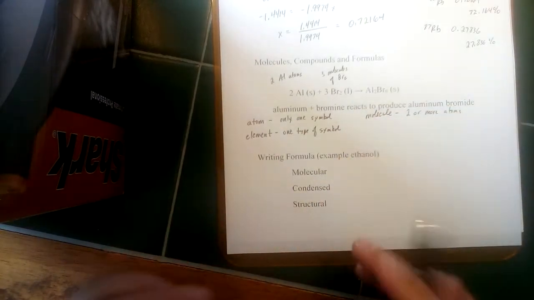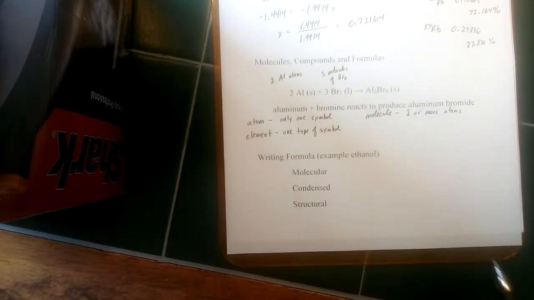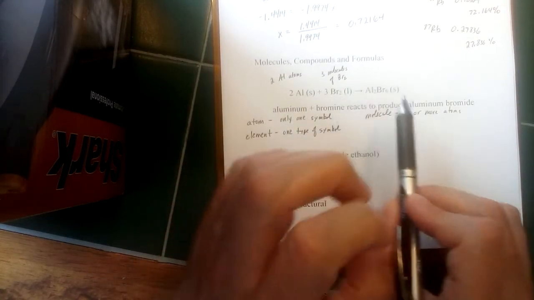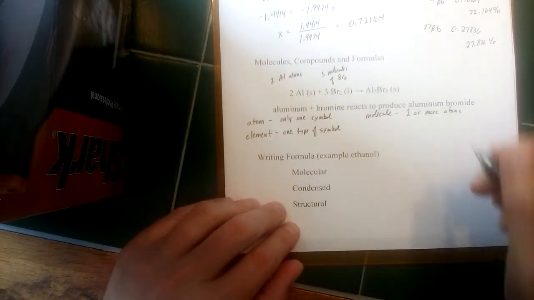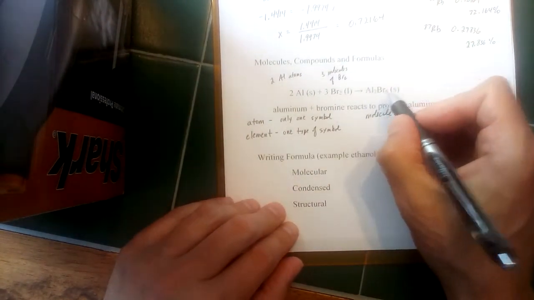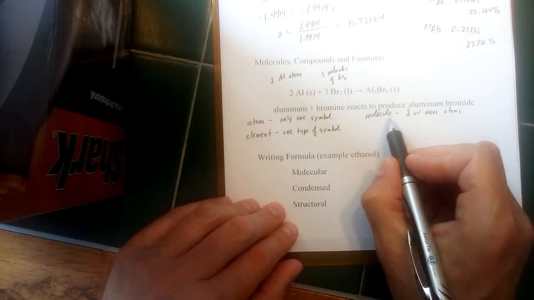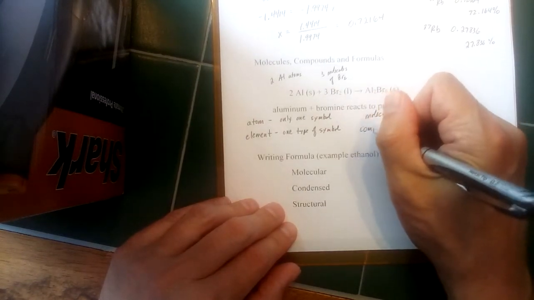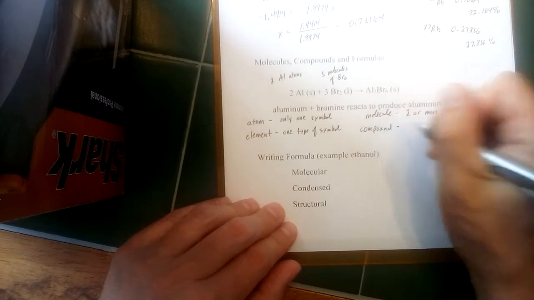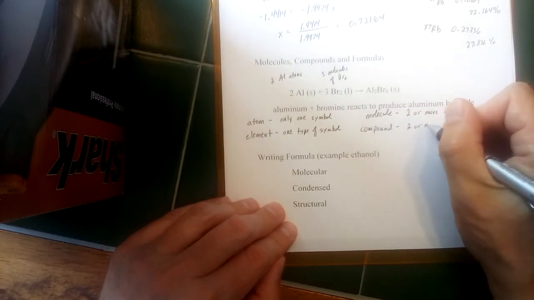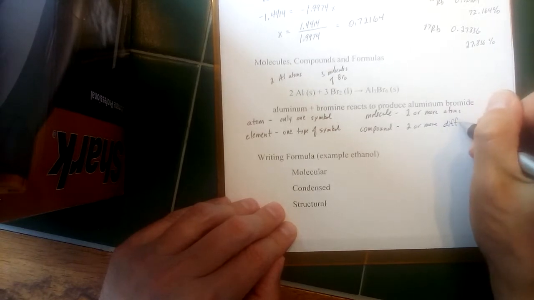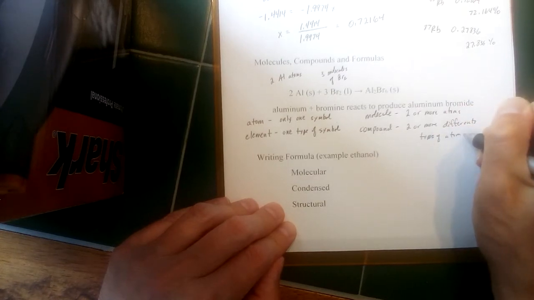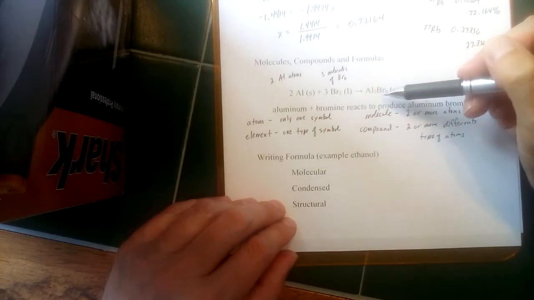Now, the arrow, this is often read as "produces" or "yields." So you could say 2 atoms of aluminum react with 3 molecules of bromine to produce, right? And then our product here is aluminum bromide. In this case, aluminum bromide could be classified as a molecule because there's definitely 2 or more atoms in there. But more commonly, we would classify aluminum bromide as a compound, which contains 2 or more different types of atoms. So in this case, there's aluminum in there. There's also bromine in there.